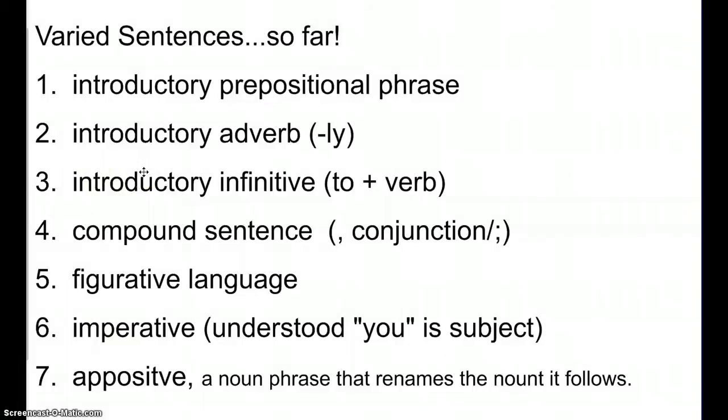These are some of the sentences that kids have used in their favorite font, varied sentences paragraph. The introductory prepositional phrase starts with a preposition, one of those words we had to memorize on our list, and is followed by either a noun with some modifiers or just a noun by itself. The second type is an introductory adverb, and we've so far been talking about adverbs as words that end in ly. And then introductory infinitives, which we've recognized as to plus a verb, not to be confused with a prepositional phrase that starts with to, which would be followed by a noun.